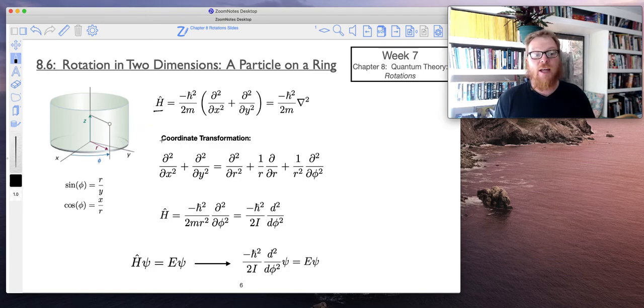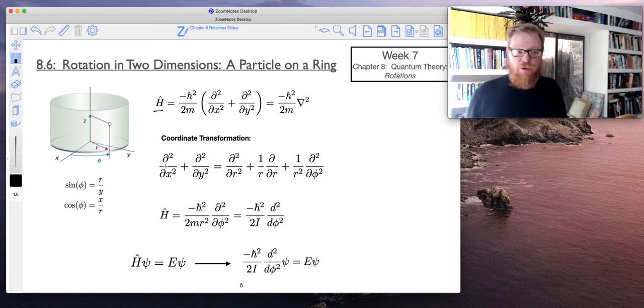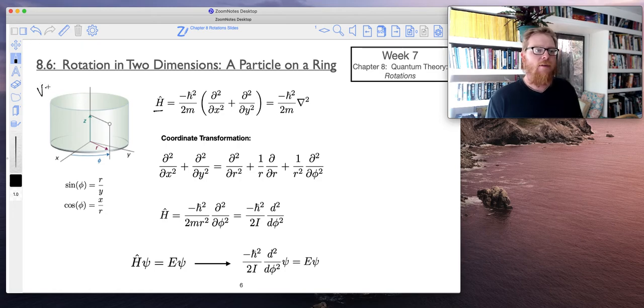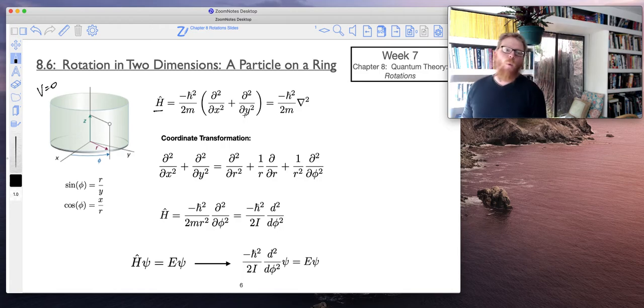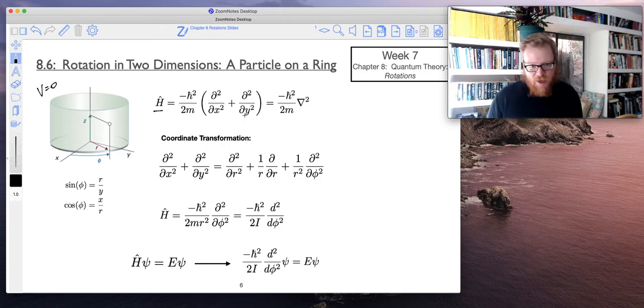So when I start to build up my Hamiltonian, for kinetic energy, because again V equals 0, we're only worried about kinetic energy. So that's negative h bar squared divided by 2m times the partial second derivative in x plus the partial second derivative in y. And this is the exact same thing that we did with the two-dimensional particle in a box.